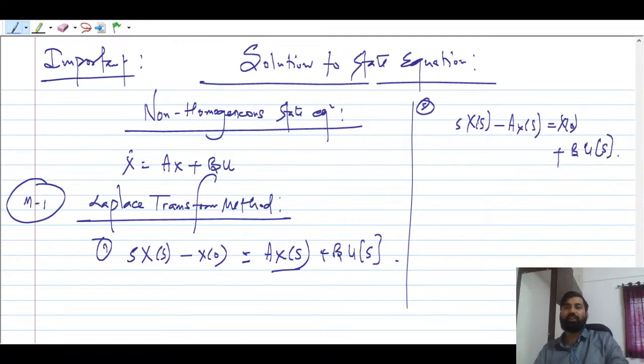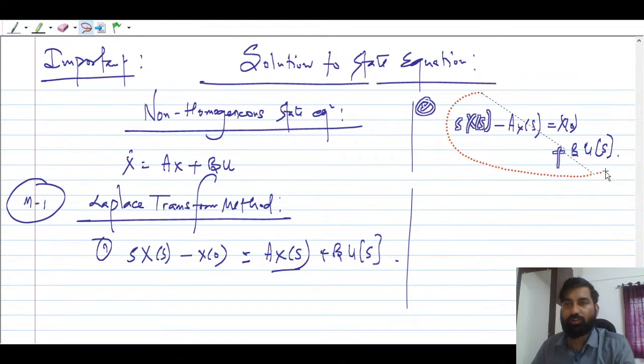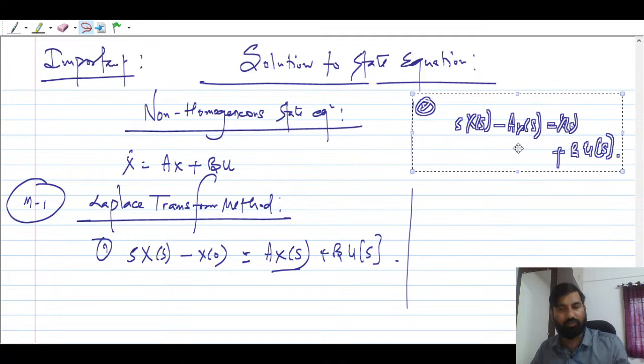Fine. Now you can take something common here. So you can take X(s) common. So X(s) is going to be equal to, sorry, I should take this equation on the next slide. Let's take it on the next slide.